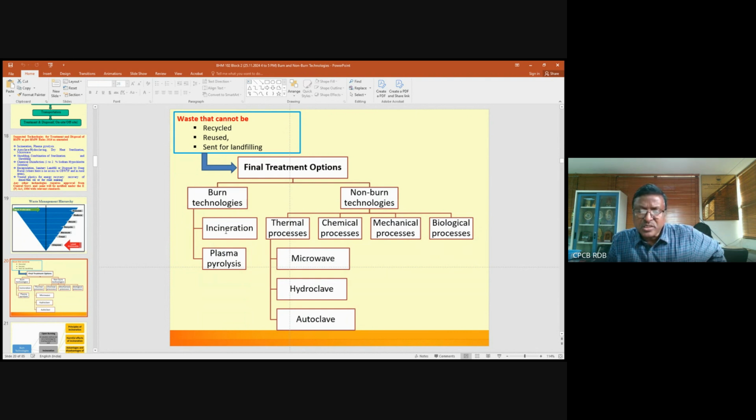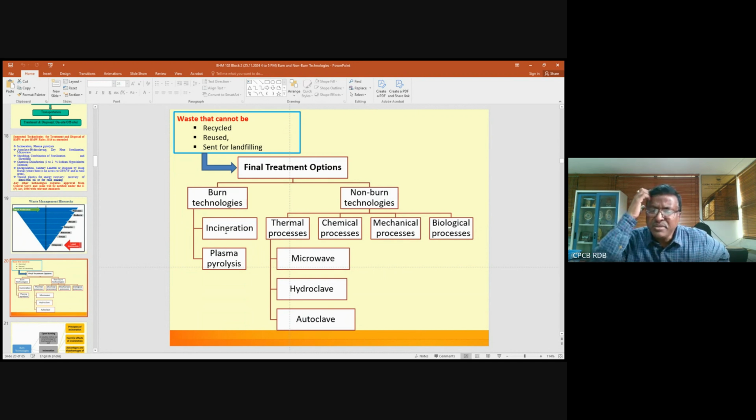In case of thermal processes, we have various technologies that we are aware of: the microwave, hydroclave, and autoclave. Whereas in case of chemical processes, we use a chemical disinfectant, which includes sodium hypochlorite solution of concentration 1 to 2%, and any available alternate chemical disinfectant can also be used for the treatment of biomedical waste as a non-burn technology under chemical processes.